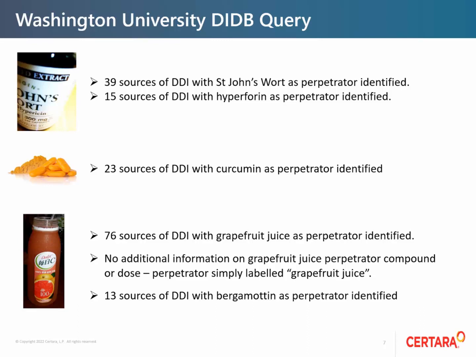perpetrator compound in mind that is found in the food source, for example, hyperforin in St. John's wort, then generally the number of sources for that particular DDI can be narrowed down a bit further. What was interesting for myself was that for grapefruit juice, about double the number of sources were identified, just to show you that the extent of grapefruit use is quite common, and these kinds of herb-drug interactions are also quite common. And an additional difficulty that I found was that in the database queried, the perpetrator was simply labeled as grapefruit juice.